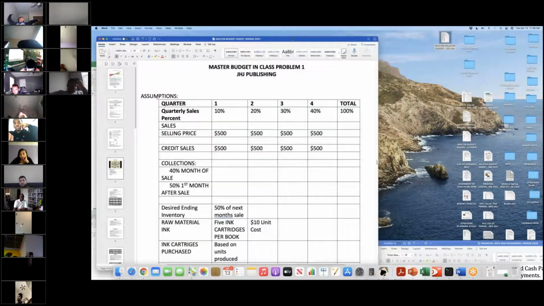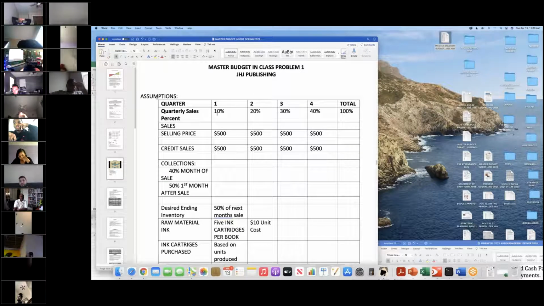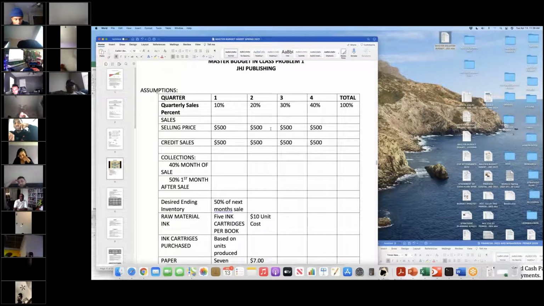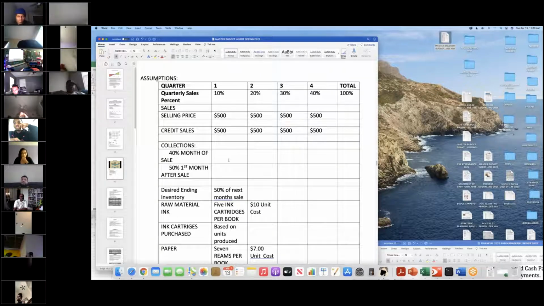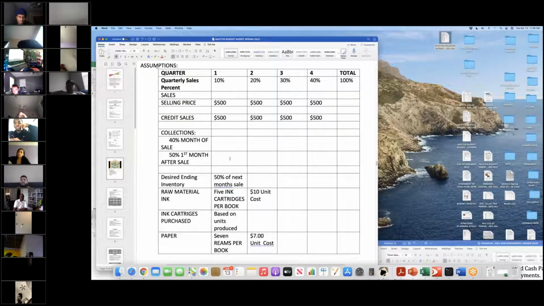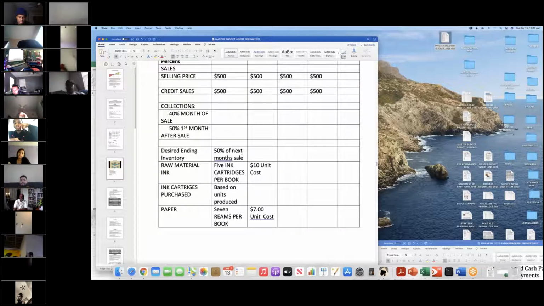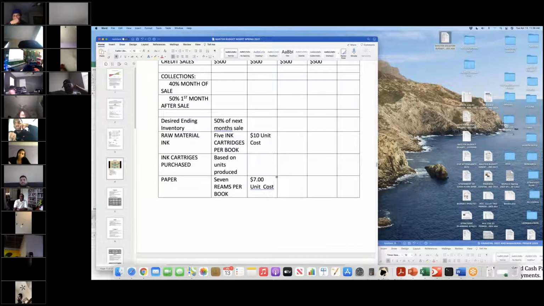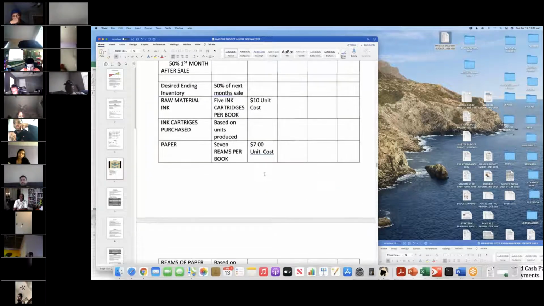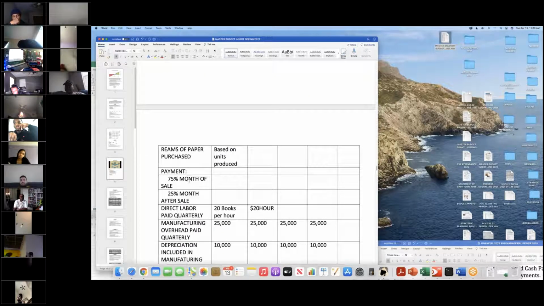So let's look at our assumptions. We've got quarterly sales of 10%, 20%, 30%, 40%. Our selling price, you told us, is 500. You're collecting 40% in the month of sale and 50% the month after sale. You've got a desired inventory of 50% of next month's sales. Your raw materials are ink, 5 ink cartridges at 10, and paper, 7 reams at $7 each. And this is how you're paying for your raw materials. Your direct labor is 20 hours at $20 an hour.